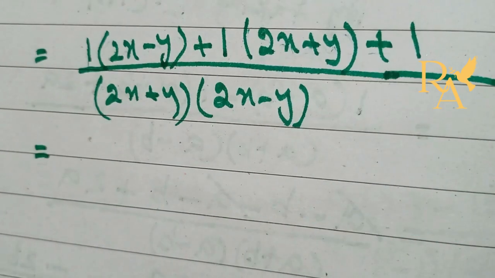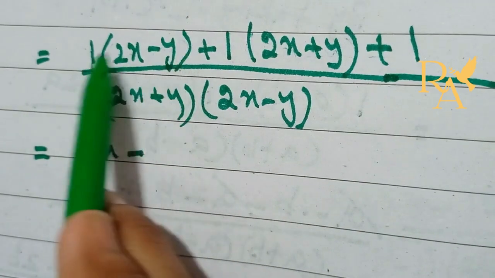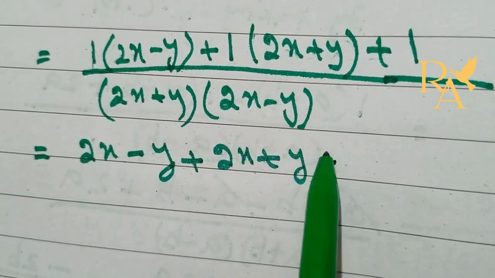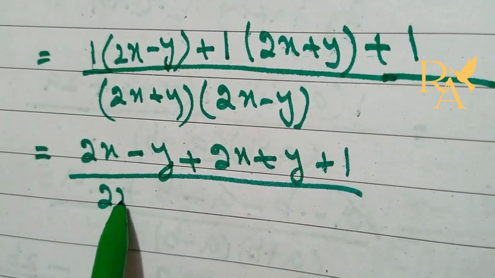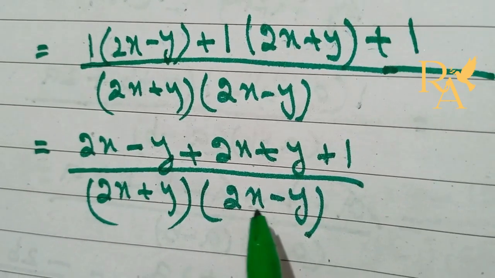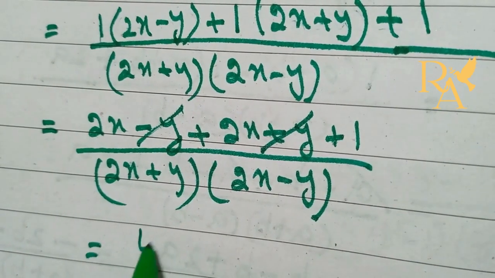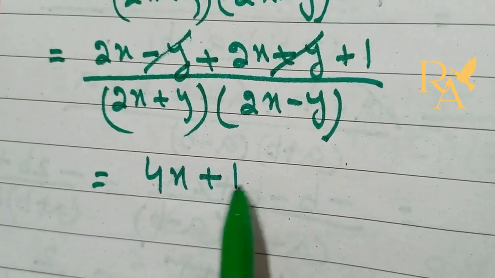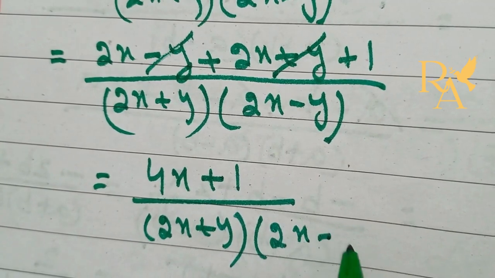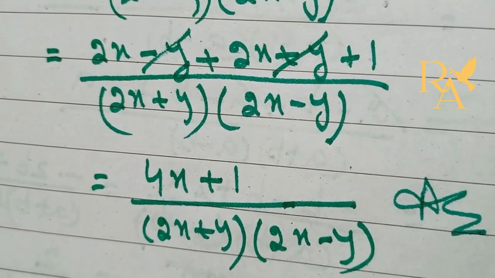Now 2x minus y, minus y, plus 2x plus y plus 1 upon 2x plus y and 2x minus y plus y and minus y cancel. 2x plus 2x is equal to 4x plus 1 upon 2x plus y and 2x minus y. This is the answer of this question.